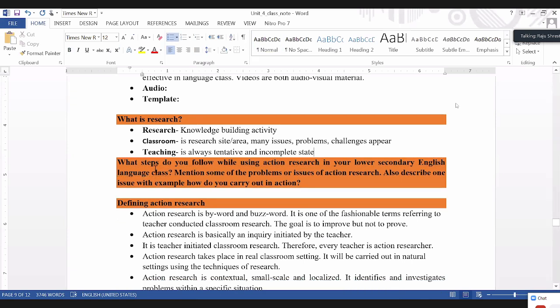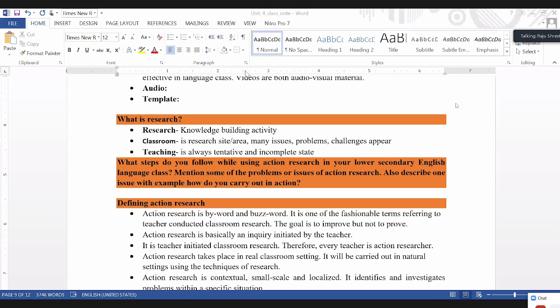Here the same question I think I have written here: what steps do you follow while using action research in your lower secondary English language class? Mention some of the problems or issues of action research, also describe one issue with example. How do you carry out an action research? कसरी carry out गर्नुहुन्छ? Now this is also a question you can practice. यो चाहिँ important छ, action research पनि, for both secondary and lower secondary. This is an important area you have to understand from any corner. जुन कर्नरबाट क्वेशन सोधे पनि यसको आन्सर दिन्छु भनेर जानु पर्छ.